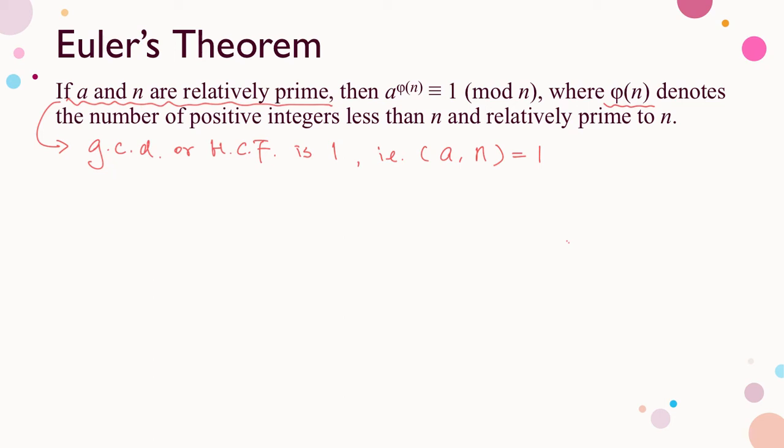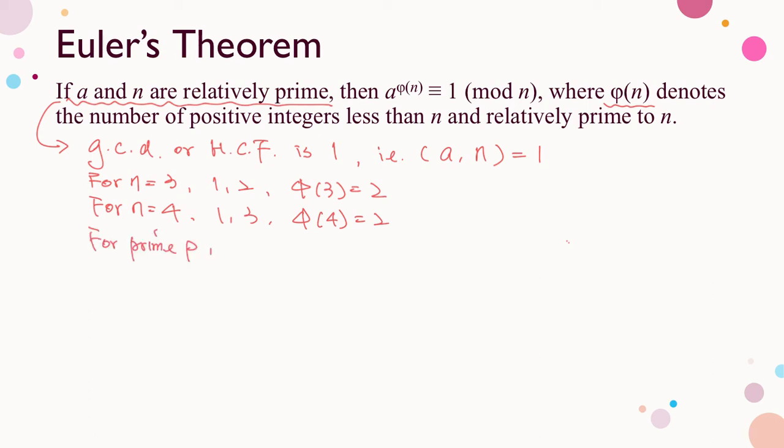For n equals 3, since 1 and 2 are relatively prime to 3, phi of 3 is 2. For n equals 4, 1 and 3 are relatively prime to 4, so phi of 4 is 2. For a prime number p, p is relatively prime to all positive integers less than p. Therefore, phi of p is p minus 1.